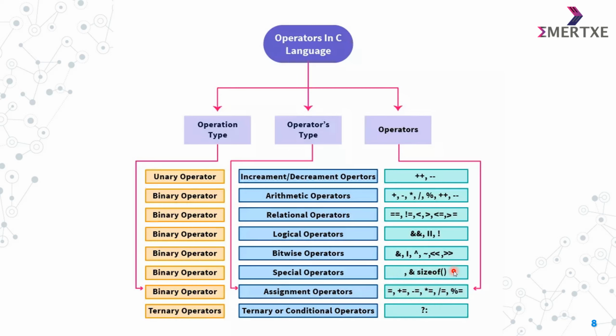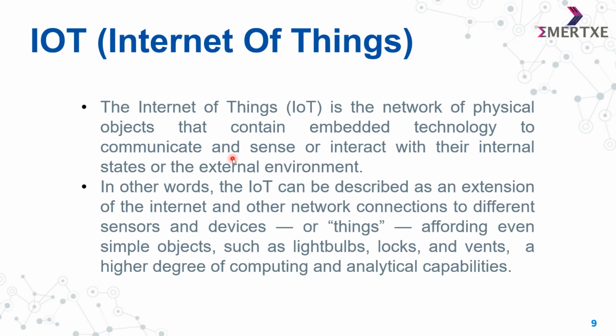So moving further, I have learned about the Internet of Things in this internship module. Internet of Things is the network of physical objects that contain embedded technology to communicate and interact with their internal or external environment. So, in other words, IoT can be described as an extension of the internet and other network connections to different sensors and devices. These devices may be simple objects or home appliances like light bulbs, locks, vents, etc., or they may be devices with a high degree of computational or analytic capability.